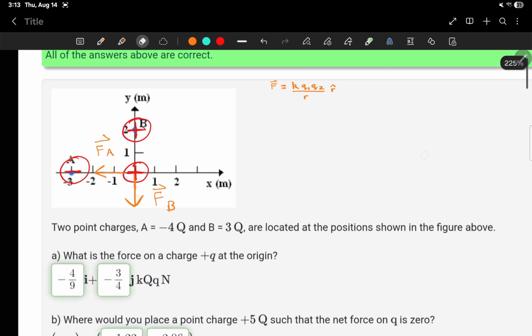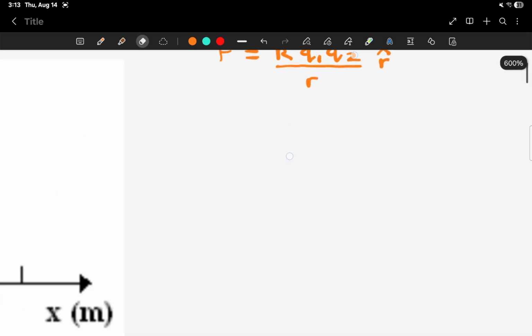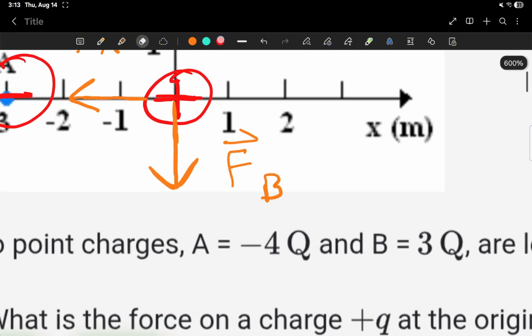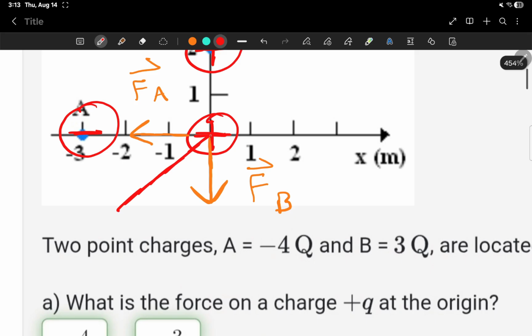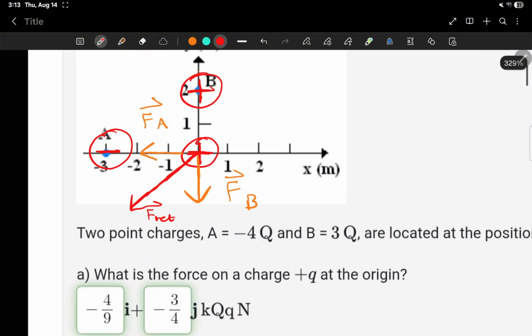So I'll start this question by considering the net force, which I already know is pointed this way. Basically, the i component and the j component add to form a net vector that points this way, in the negative i hat and in the negative j hat direction. So that's my net force on the charge positive Q at the origin.